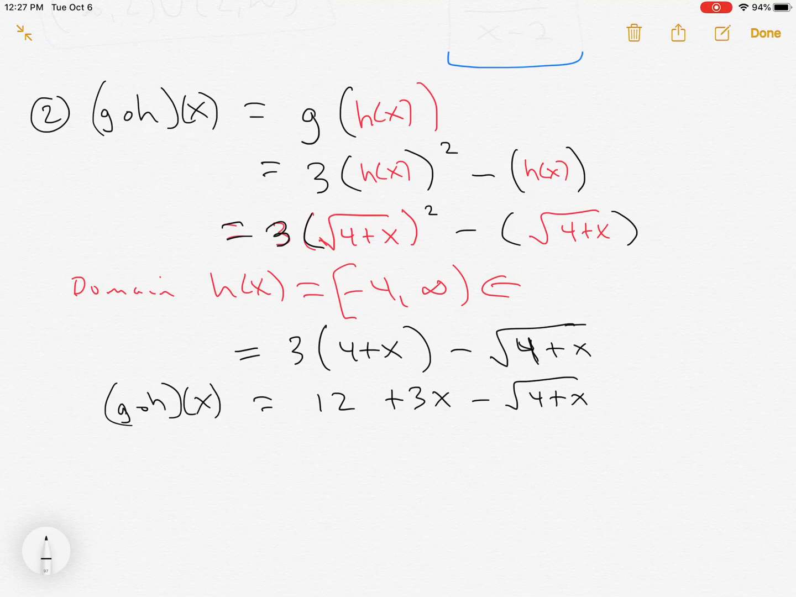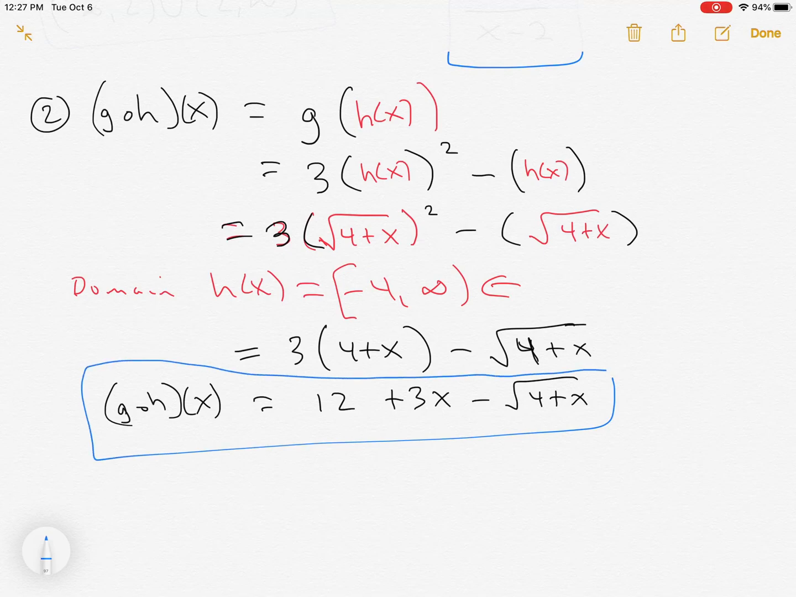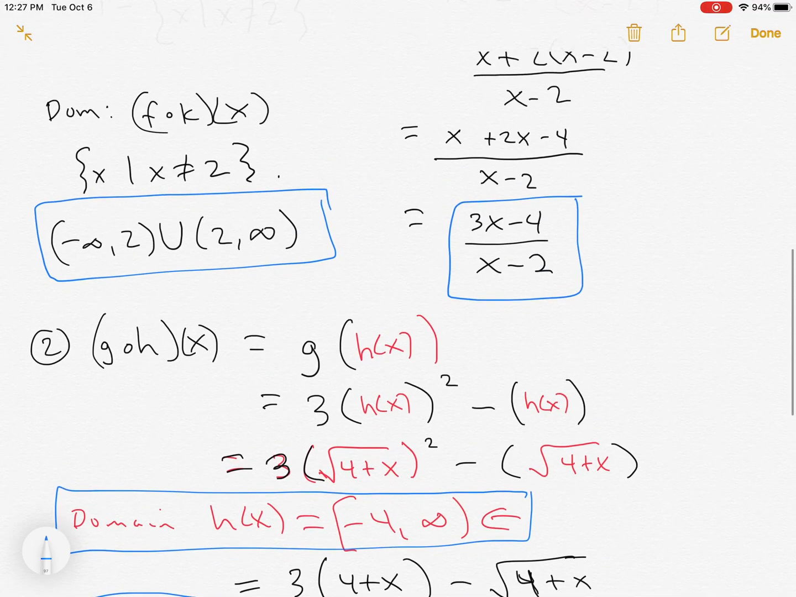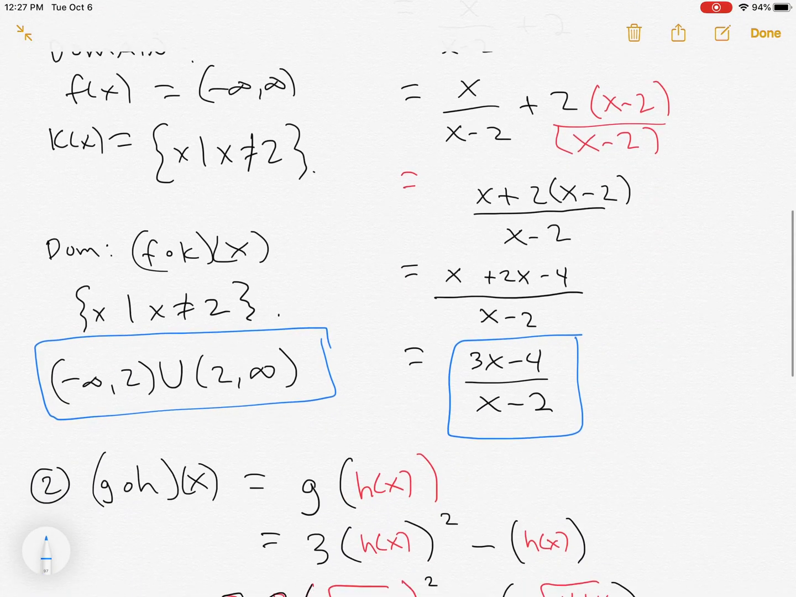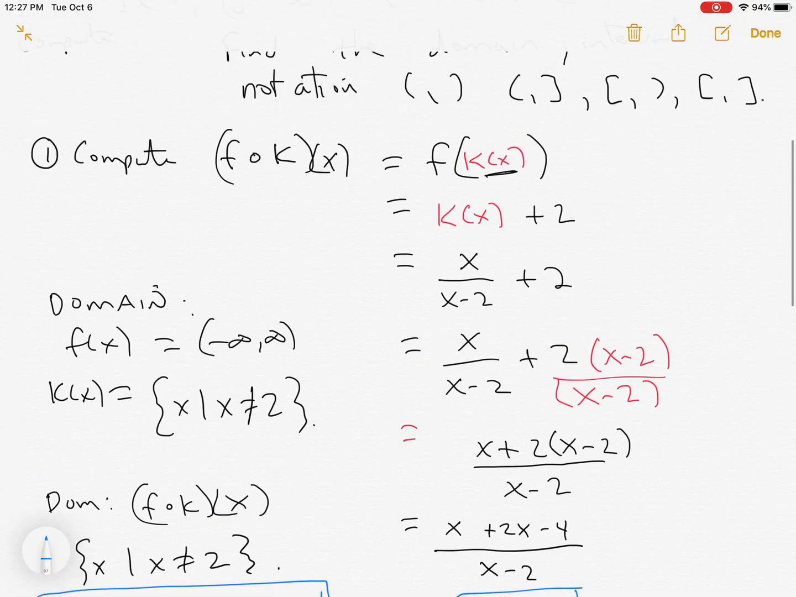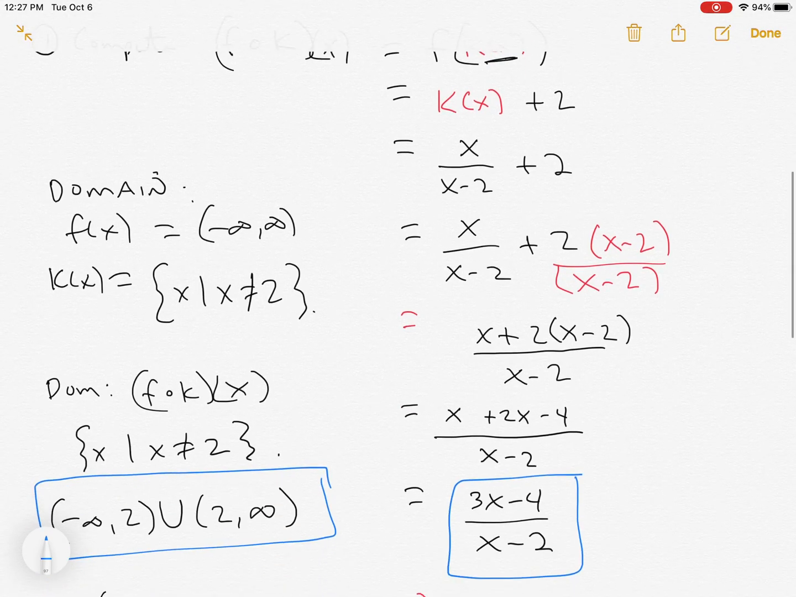And the domain is going to be, so I do it in blue. So here's the function. And here's the domain. So don't forget, you have to do k composed with f and h composed with g, and then all the other combinations.